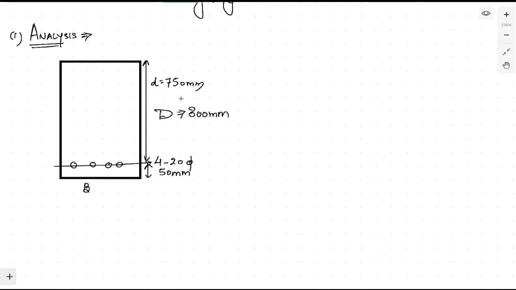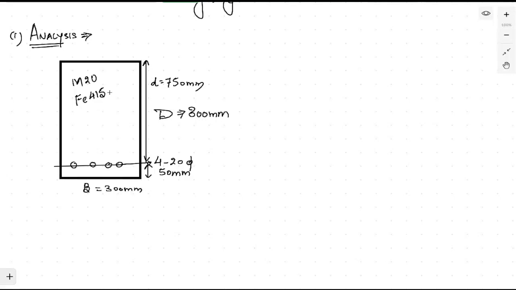Now what is the width? The width is provided to us. This is 300 mm. They are saying that we have M20 concrete. M is the mix, 20 is the characteristic strength of the concrete, and Fe415 is steel. HYSD bars are used in the reinforcement.